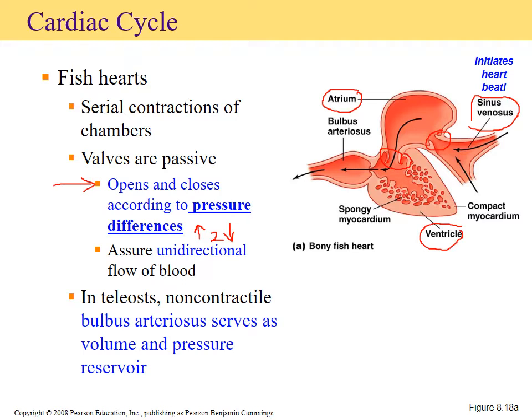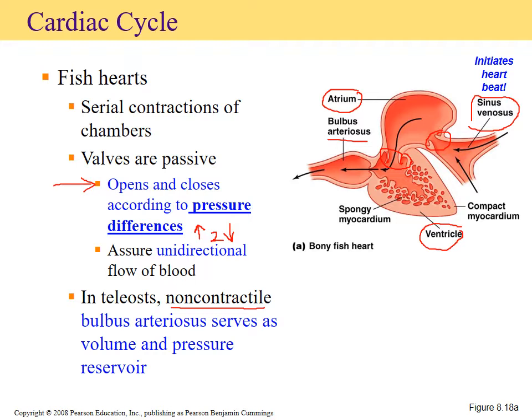And from the ventricle, it's going to go into the bulbus arteriosus. Now remember, that one does not contract. However, it does have an elastic component, and that has to do with the fact that it can respond to the gush of blood being secreted out of the ventricle when the ventricle does its systolic motion, or its contraction motion. So it can dampen the pressure differences as the ventricle contracts and relaxes.